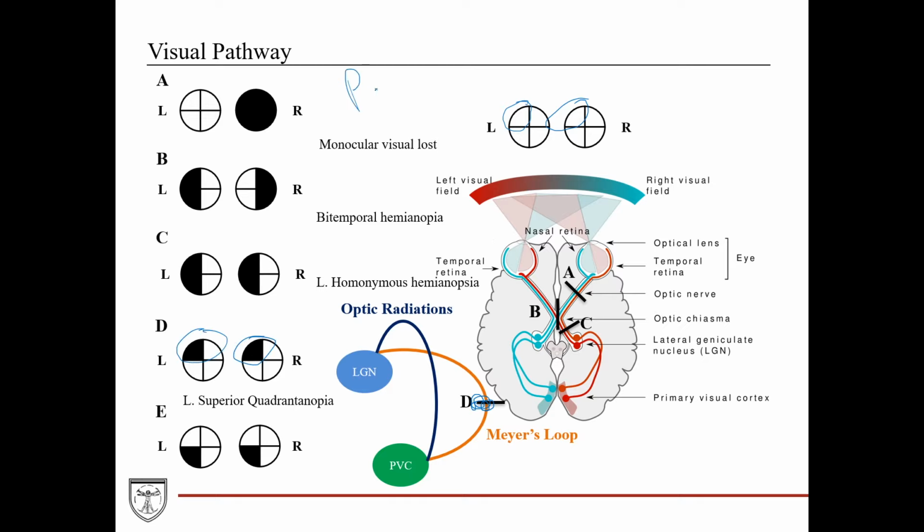This is what you may hear called pie in the sky, because in the upper or superior portion of the visual field, you have loss of vision. Sometimes you may hear that referred to as a pie in the sky. If this were a lesion on the left Meyer's loop, it would be a right superior quadrantanopia. So just remember, it's the contralateral side.